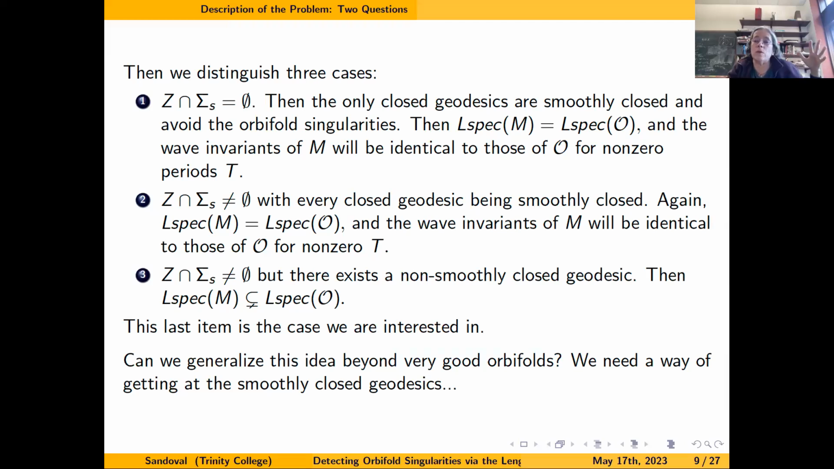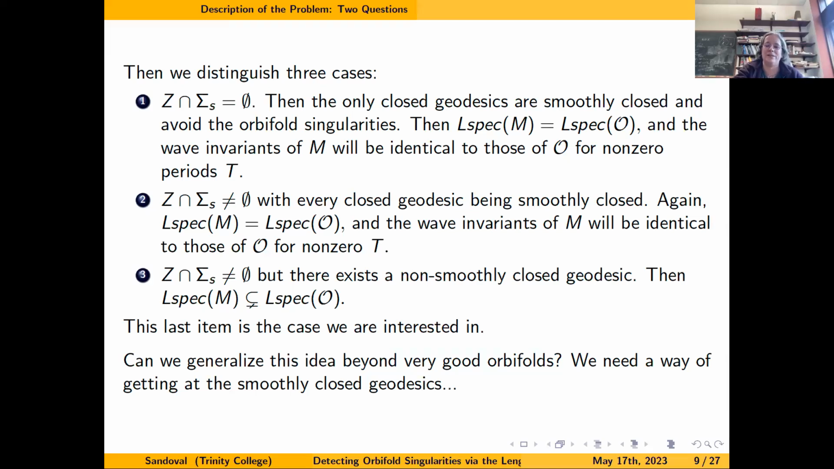So this is what you could do for a very good orbifold, but we want to generalize that. And so we'd like to see, for just a general orbifold, can we somehow get at the smoothly closed geodesics and compare them to, look at the length spectrum of M? We would need, in that case, something that acts like the covering manifold for this very good orbifold, and so we need another manifold lying around.